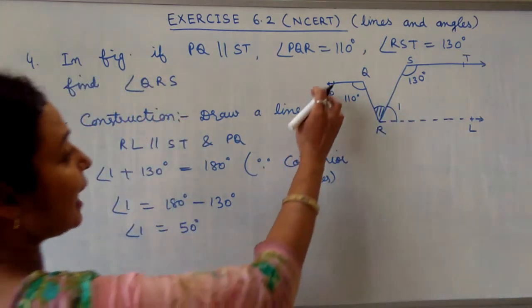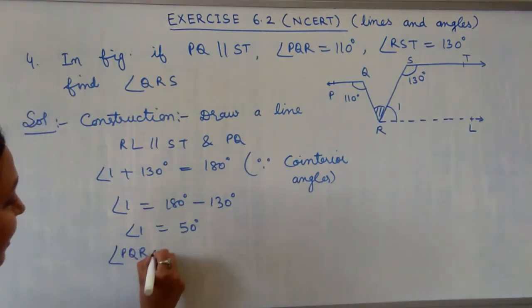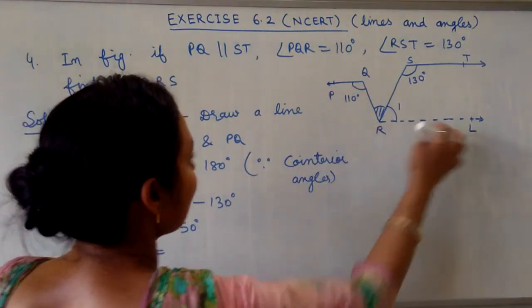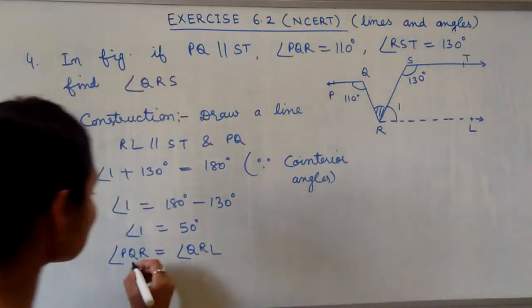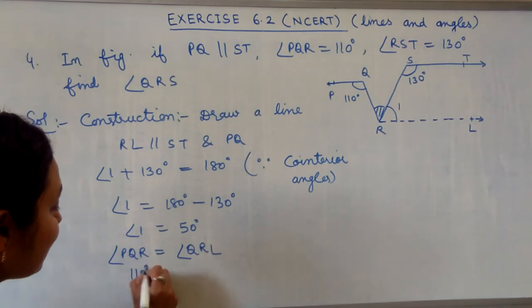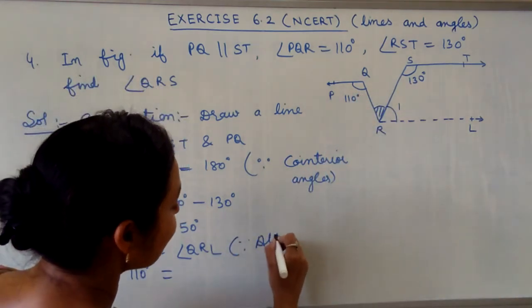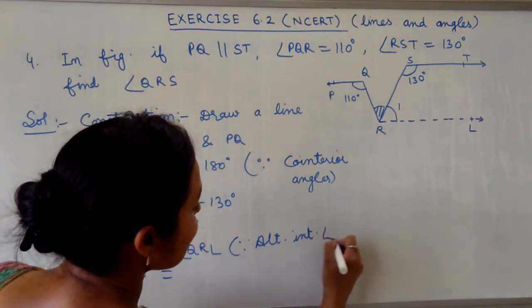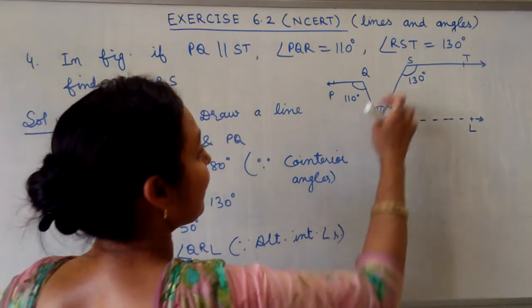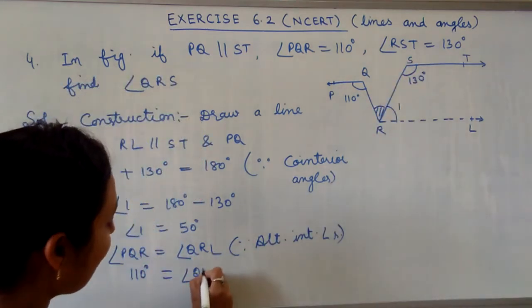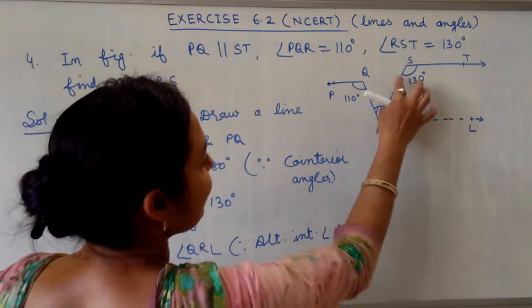So how can we find angle PQR? Angle PQR is equal to angle QRL. This is QRL. That means angle PQR is equal to 110 and so is QRL. The reason is alternate interior angles, right? Now for finding QRL, it is the sum of QRS plus angle 1. It is a combination of these two, QRS and angle 1.